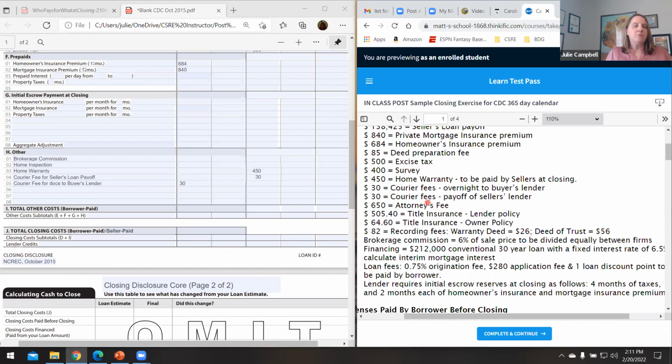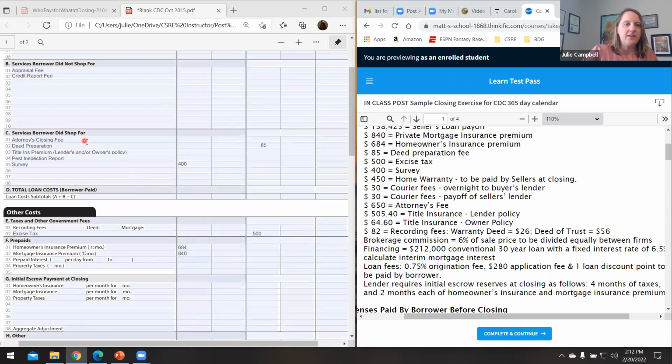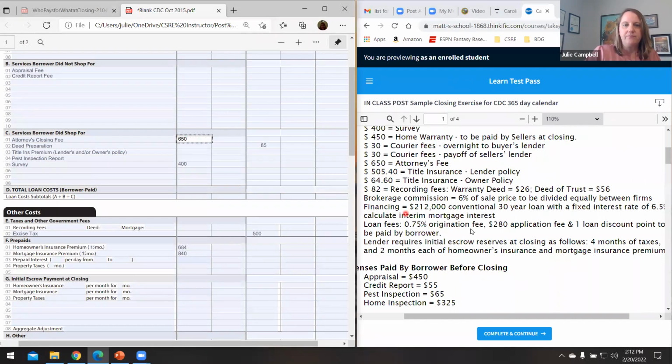Attorney's fee, buyer hires the attorney. So the buyer gets to pay for the attorney's fee. Back up under C, C as in cat, attorney's closing fee. Buyer pays at closing, $650. Buyer paid at closing, $650.